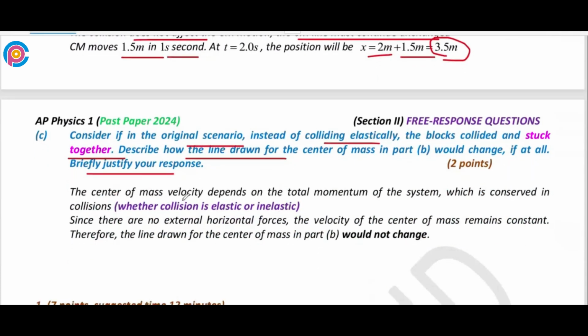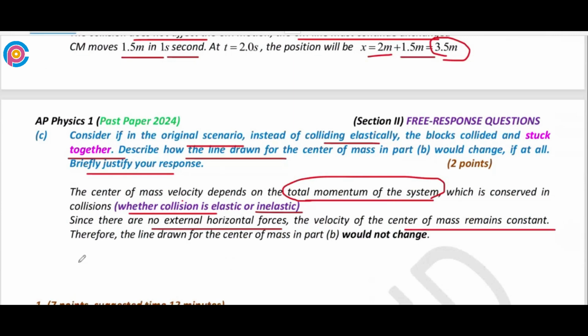The center of mass velocity depends upon the total momentum of the system, which is conserved in collisions. Whether the collision is elastic or inelastic, total momentum always remains constant. There is no external horizontal force, so the velocity of the center of mass remains constant. Therefore, the line drawn for the center of mass in part B would not change.